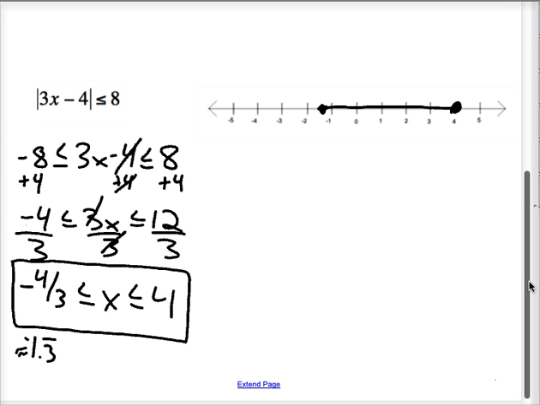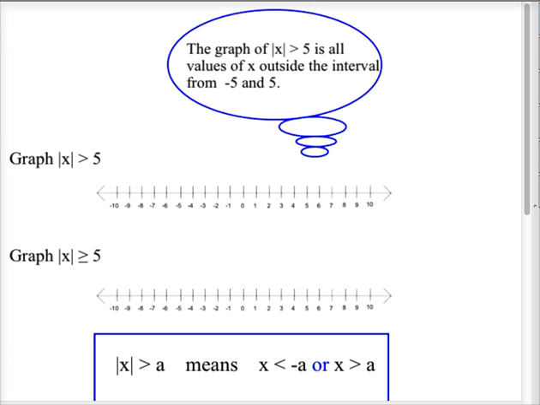All right, so let's take a look at the opposite side of this. What if I want my absolute value of x to be greater than 5? That means I need all the values that are more than 5 away from 0. So what does that look like?